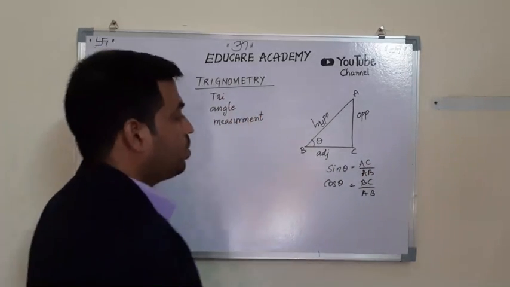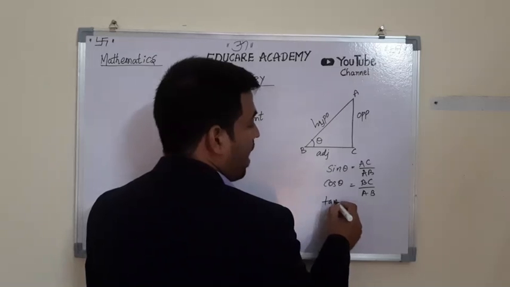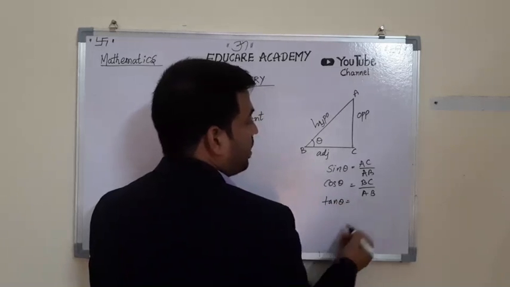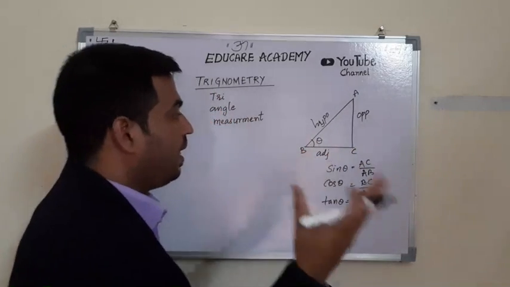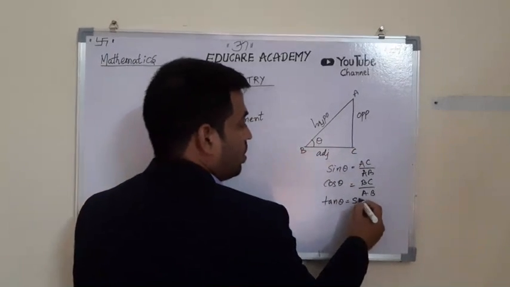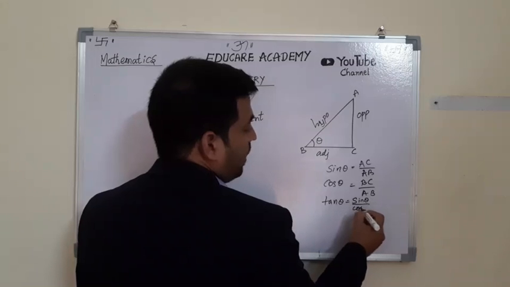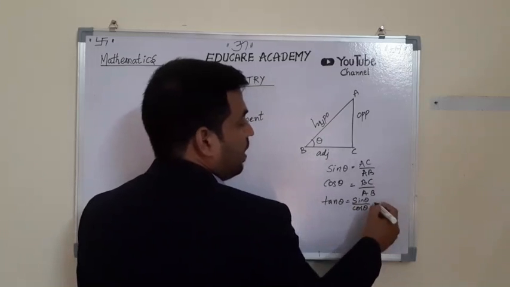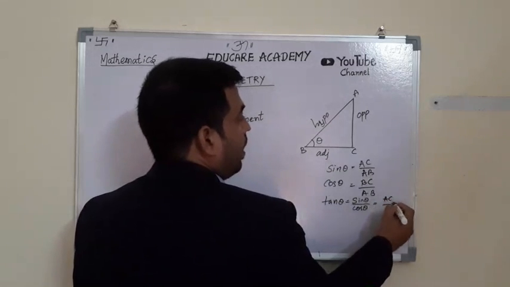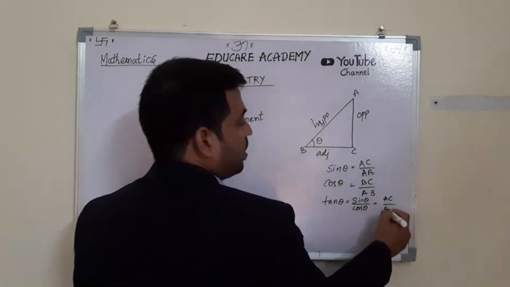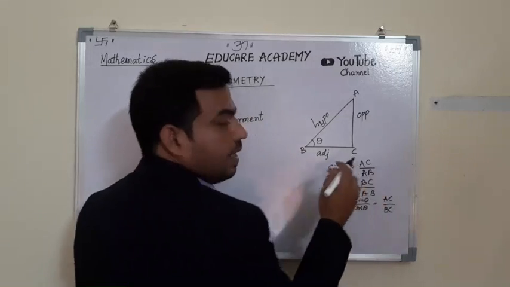So sine and cos are over. Then comes tan. Tan of theta means opposite by adjacent, or sine by cos, sine theta by cos theta. If you divide this, you will get AC by BC, because AB gets cancelled.